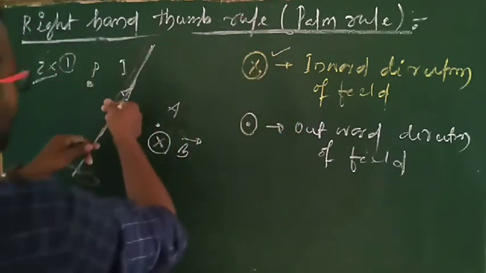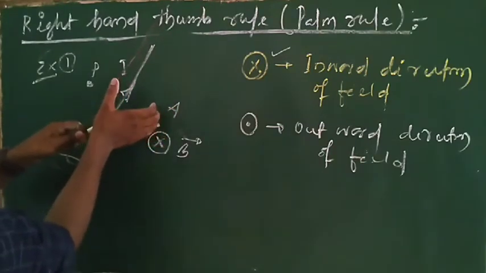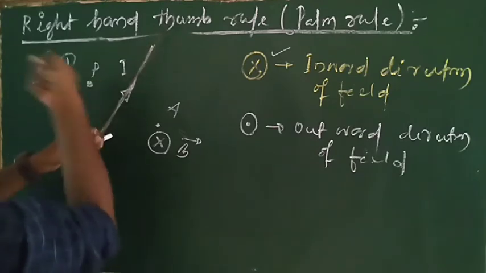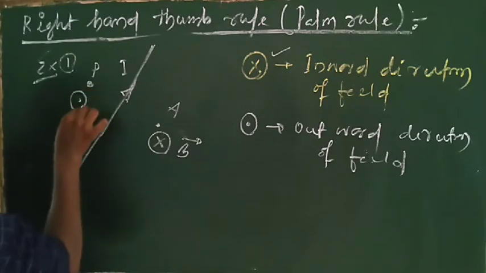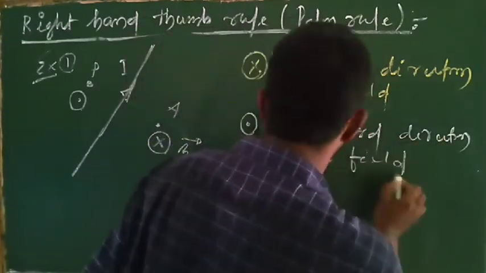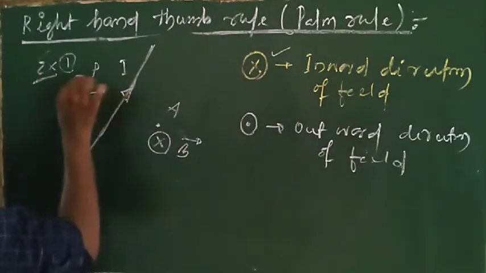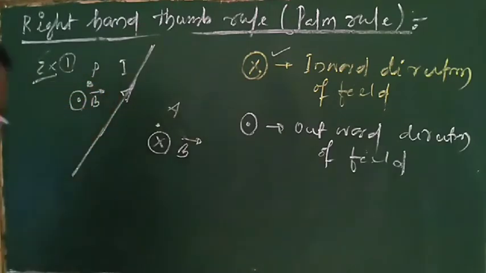Clear? That was at point A. At point P, this is the direction of magnetic field, and here the magnetic lines of force are coming outward. So in this case we represent the direction with a dot, because the dot indicates outward direction of the magnetic field. This is the representation of magnetic field at point P, which is outward direction.